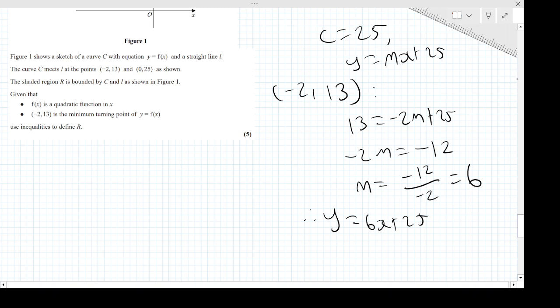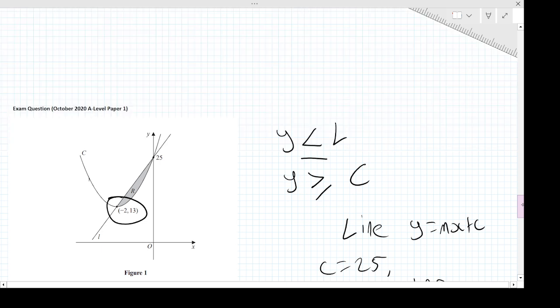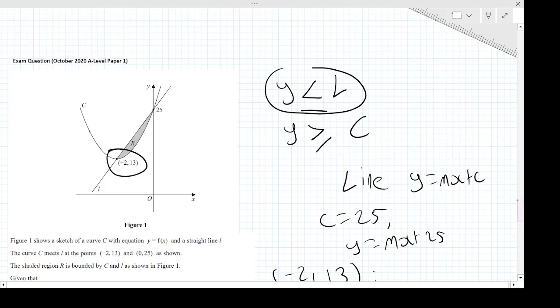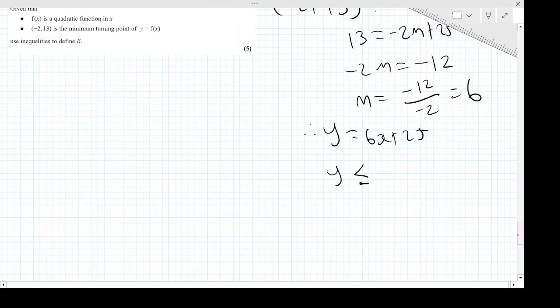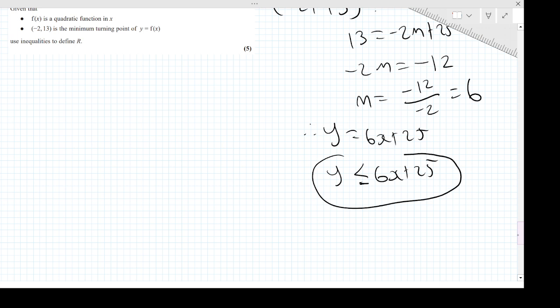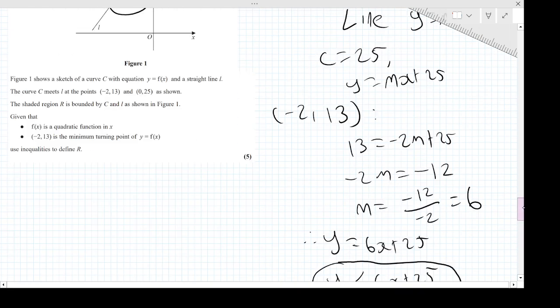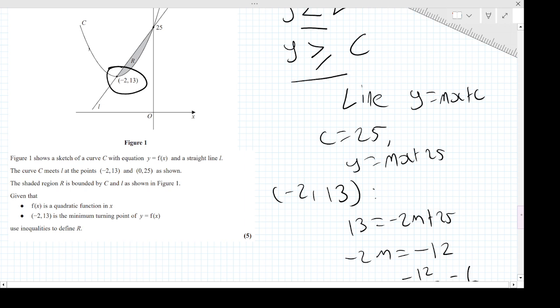And again, to reiterate, we discussed this, but the region is below the line. So we want the part underneath the line. So y is less than or equal to 6x plus 25. Okay, so that's one inequality. Then we need to deal with the quadratic, and again, we need to find the quadratic in order to get the inequality.